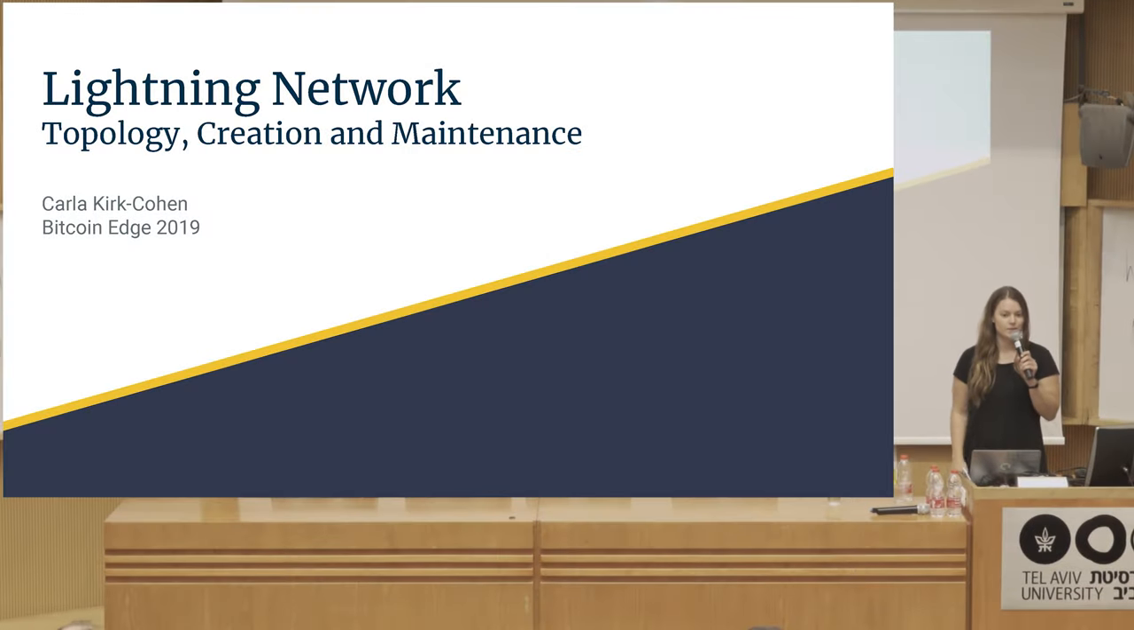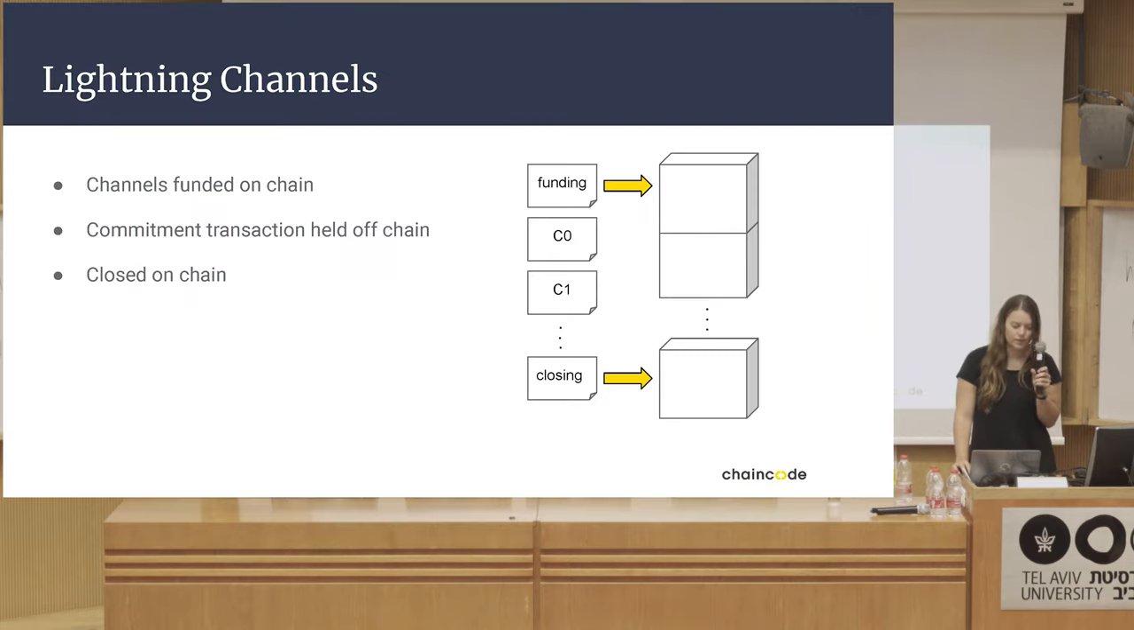So now that Antoine's taken you a bit through the routing layer, I'm going to run you through a bit of what the Lightning Network is looking like today. So this is looking at the topology of the network, how we got to be where we got to be, the creation of the network, and some approaches to maintaining this network to look the way that we want it to look.